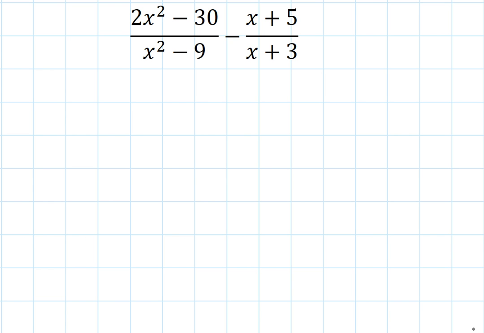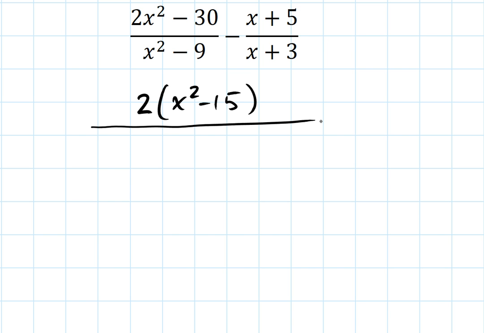Okay, so let's subtract these fractions, one from the other. Again, factored form first. So in my first fraction, there is a common factor of 2. So I'm going to factor out that 2, and this becomes 2 times the quantity of x squared minus 15.